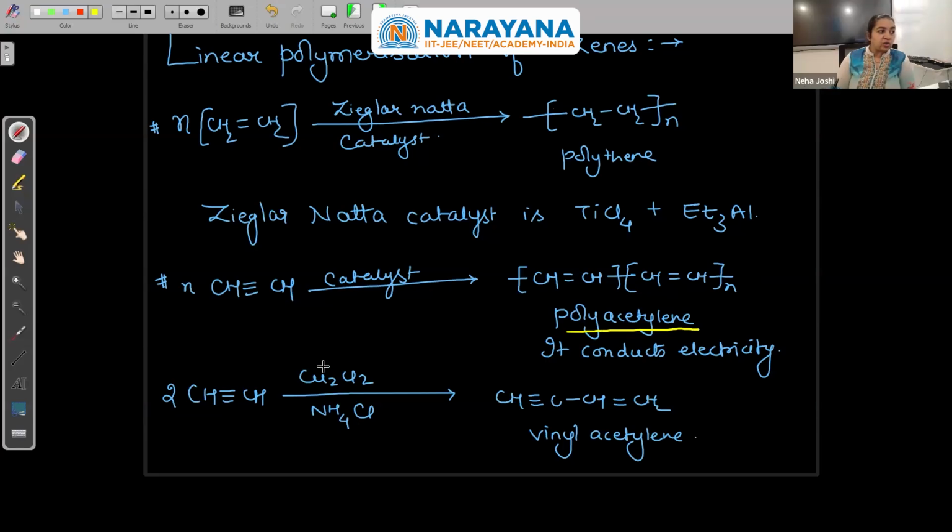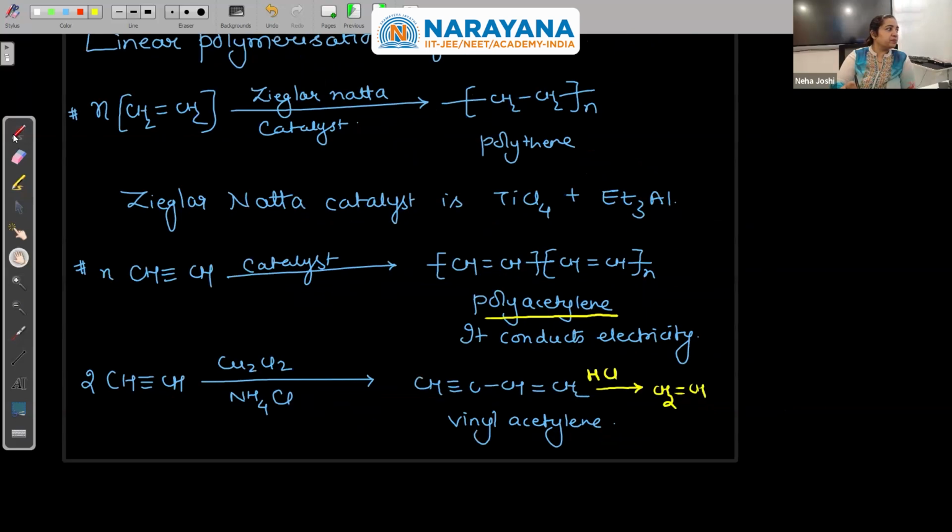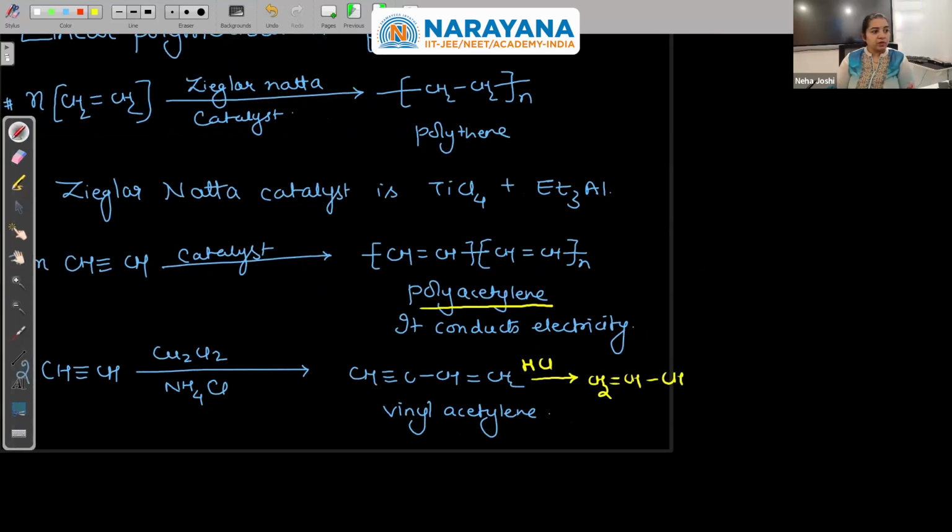Other polymerization is with Cu2Cl2 and NH4Cl. Then you have vinyl acetylene formed. Let me add a little more. If you add HCl to this, then we get this product, which is chloroprene. And chloroprene is a monomer of rubber. So if I make a polymer of this, then I get iso.